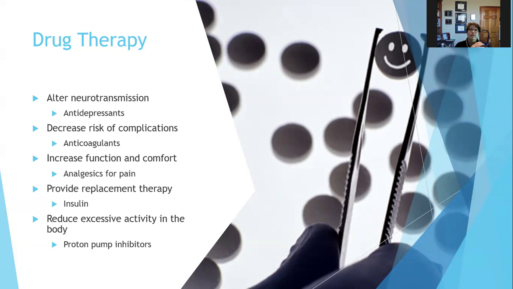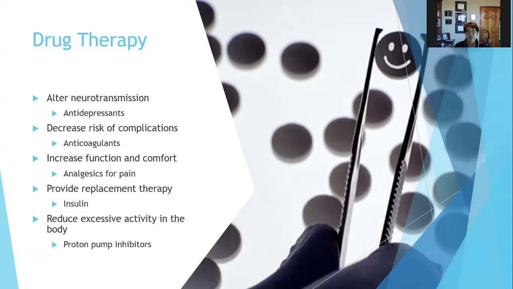So usually the neurotransmitter is released into the synaptic cleft. It has its effect on the next neuron, and then it's taken into the cell and recycled, made into new neurotransmitters. So the SSRIs slow down the reuptake, and so it persists longer and can have a longer effect in the synaptic cleft. Drug therapy can decrease the risk of complications.